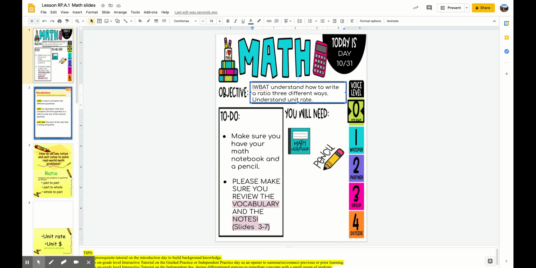So today we are learning about ratio and how to demonstrate and represent a ratio using 3 different methods. And we will also learn about unit rate and how to figure out what unit rate is.